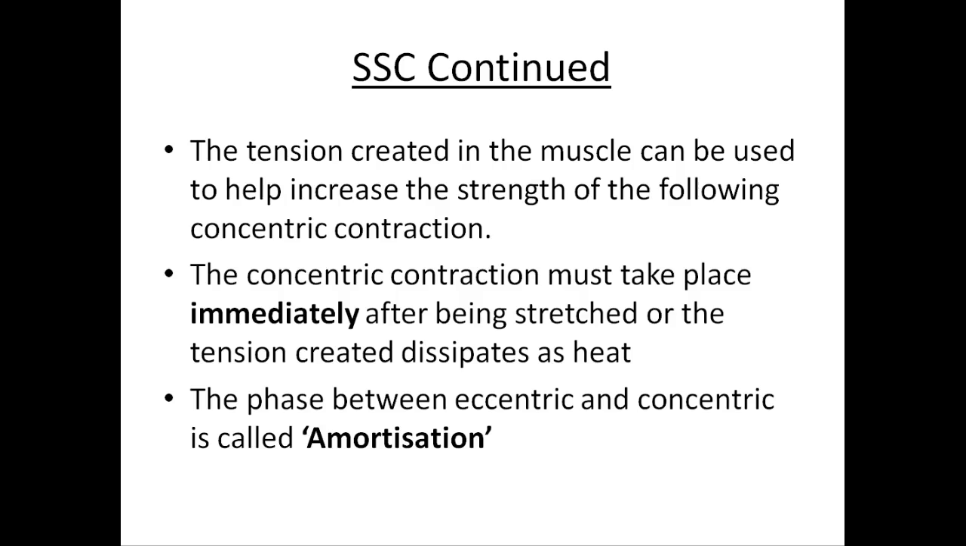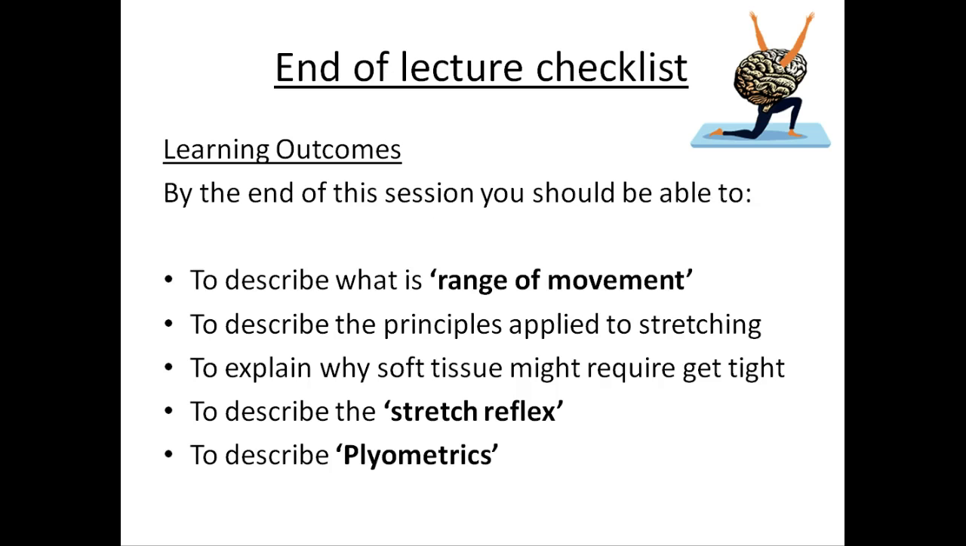Stretch shortening cycle continued. The tension created in the muscle can be used to help increase the strength of the following concentric contraction, so you can jump higher. The concentric contraction must take place immediately after being stretched, or the tension created dissipates as heat. The phase between the eccentric and the concentric is called amortization, and you want this to be as short as possible.